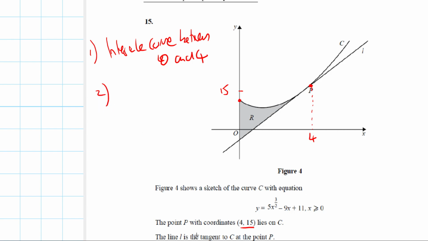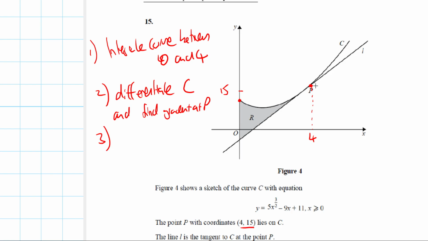So number 2, we know that the line is tangent to C, so therefore we know what the gradient is, but it also means we have to differentiate the curve. So we're going to differentiate our curve. So differentiate C and find gradient at P.